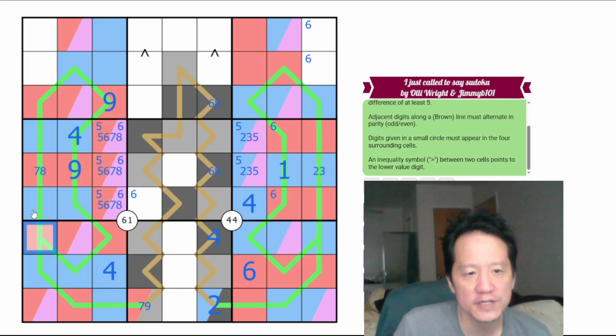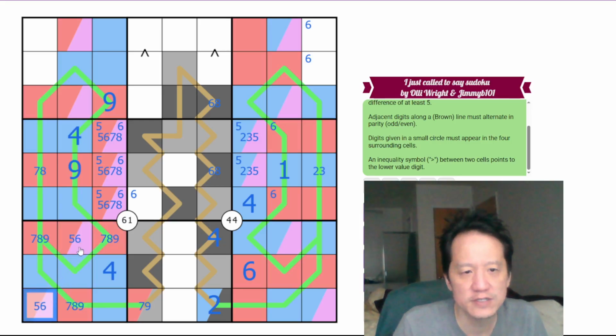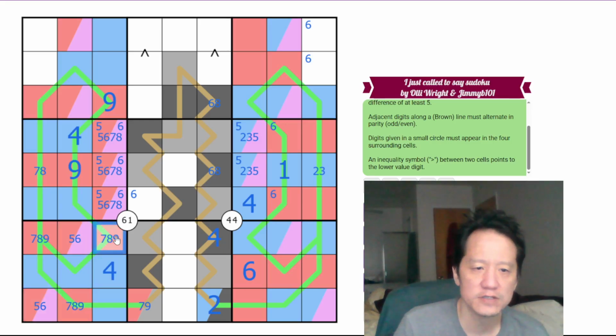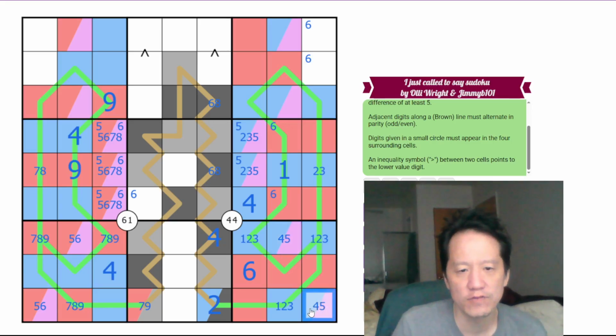This red is next to 2 unique digits on a German whisper line. Same as this, and same as this. Therefore, those all must be 7, 8, and 9. The remaining digits must be 5 and 6 then, because there's no other place for 6. Similarly, then here, this must be 1, 2, and 3, which forces this to be 4, 5, 4, 5.